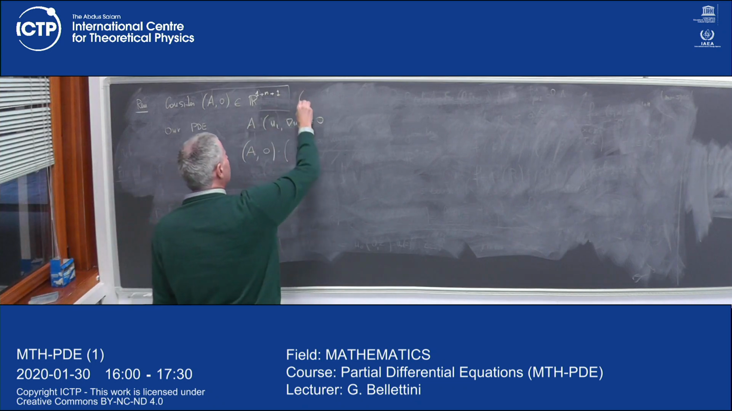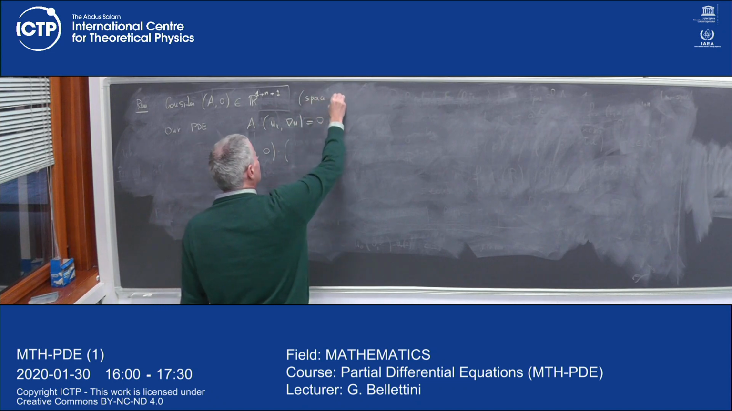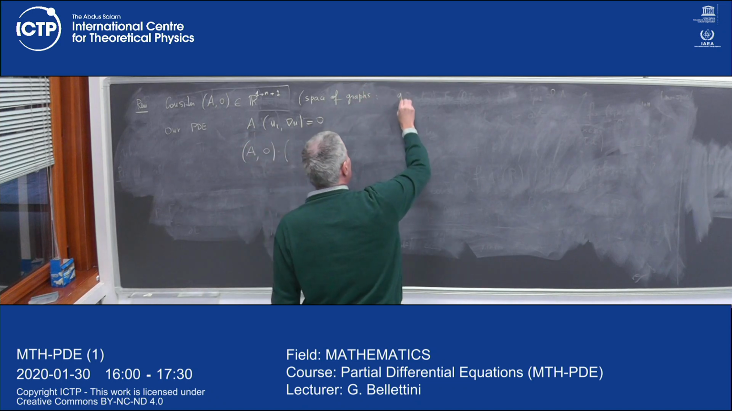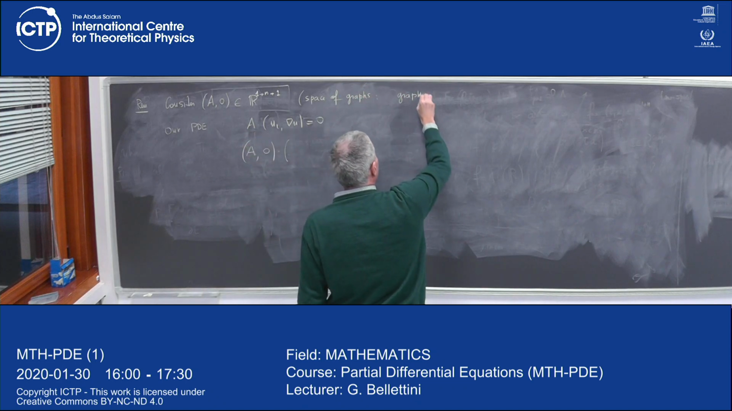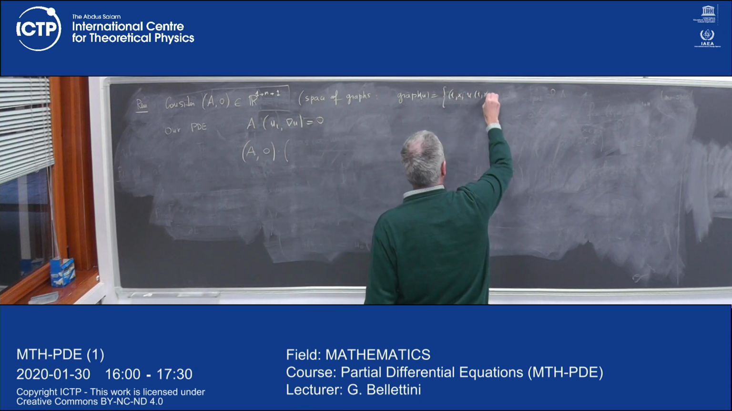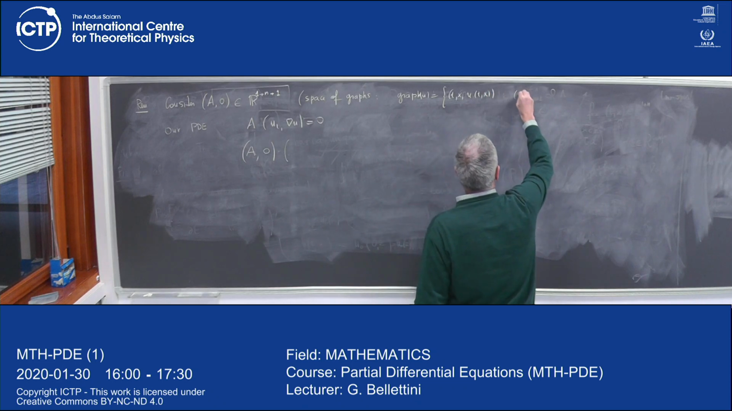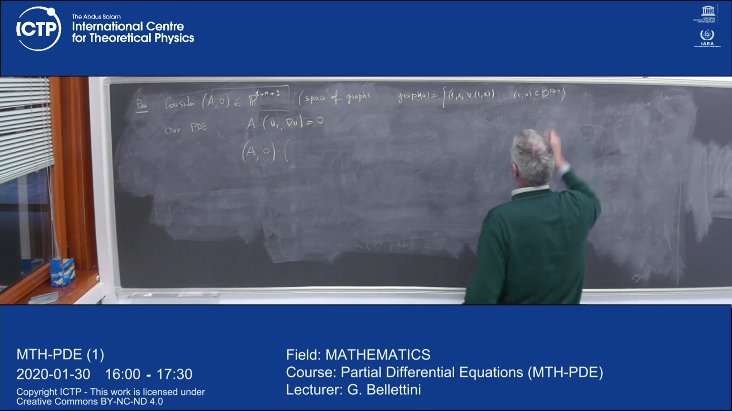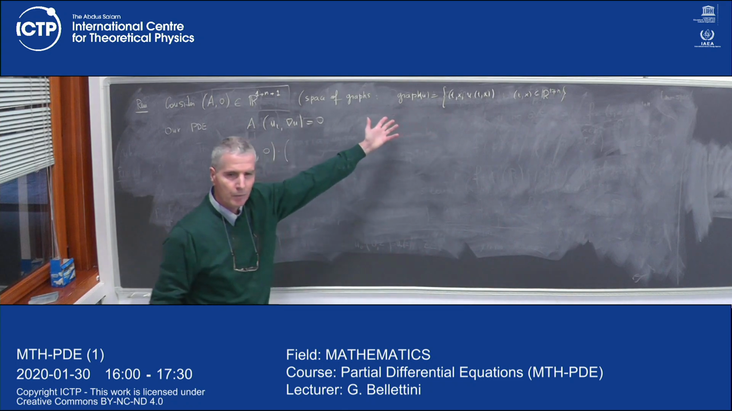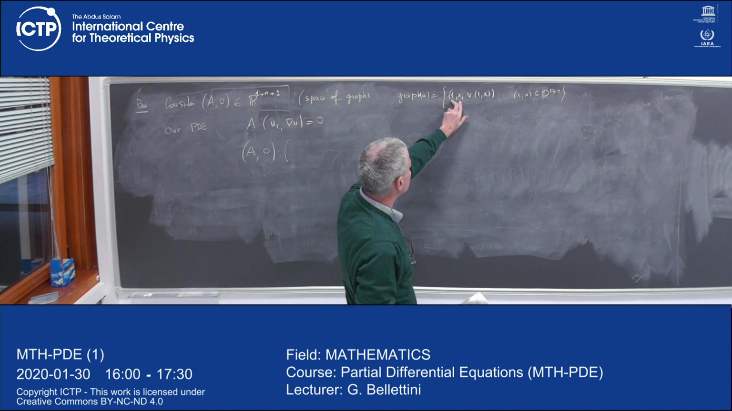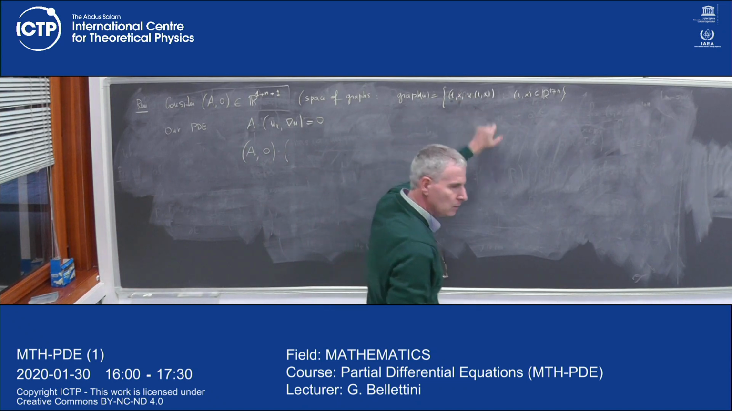This is the space of graphs. What does it mean, graphs? It means that the graph of u is, by definition, the set of tx, u of tx such that tx is in R1 plus n. So this is the graph of u, by definition, and this is sitting in R1 plus n plus 1. Okay.